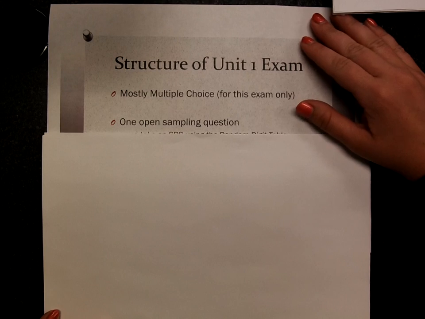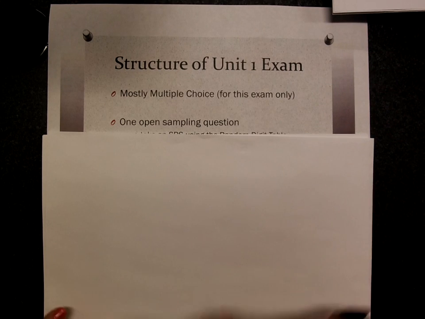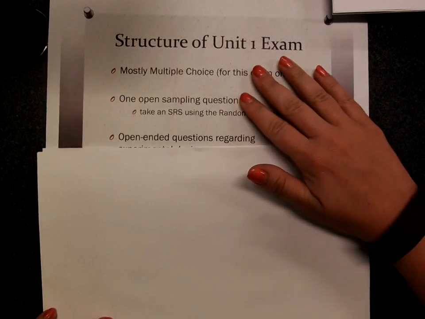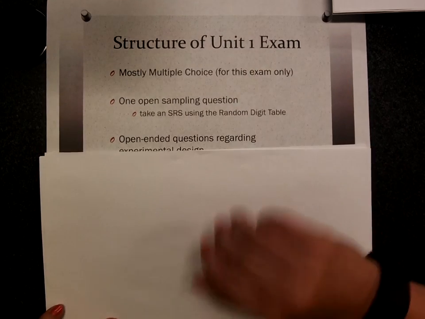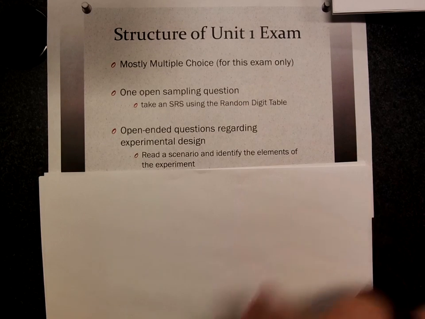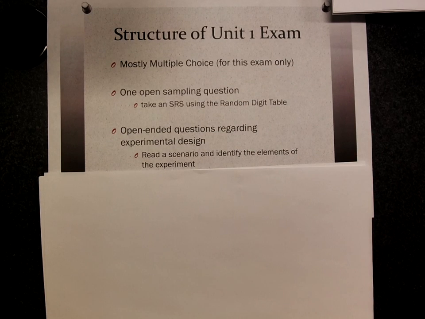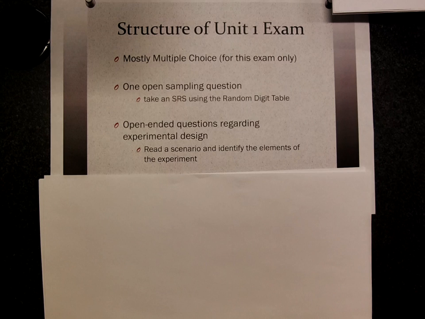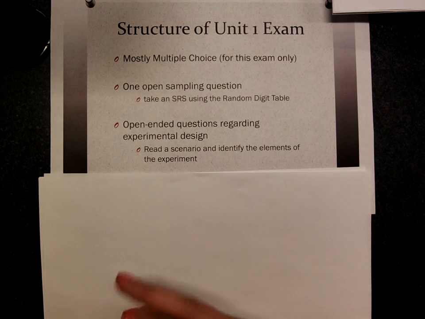There is one open sampling question where you'll have to take a sample using the random digit table, which we practiced today. There are open-ended questions at the end regarding experimental design, just like the example we went through. You read the scenario and identify the elements of the experiment. I think it's fairly straightforward. You really just need to be able to have different scenarios and different examples and categorize them appropriately and identify what they are. And that's the structure of this exam.